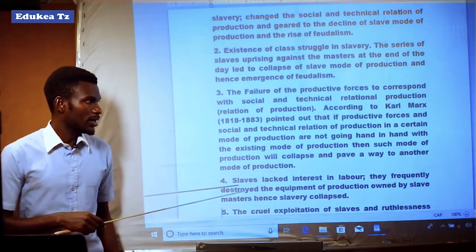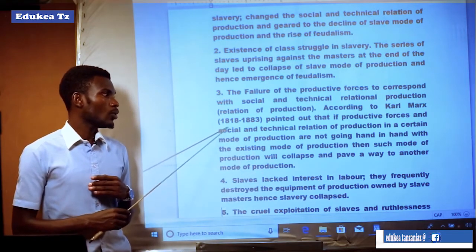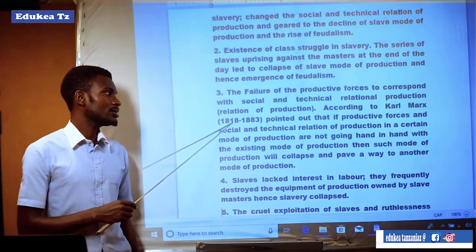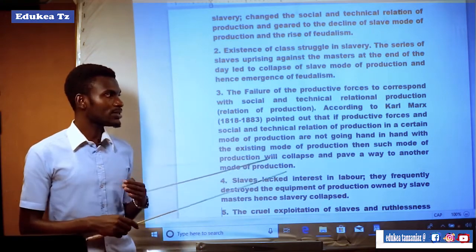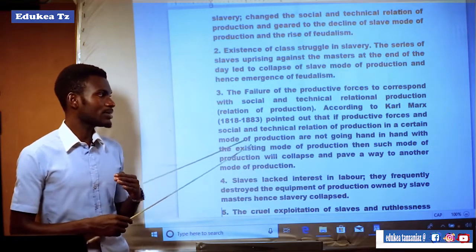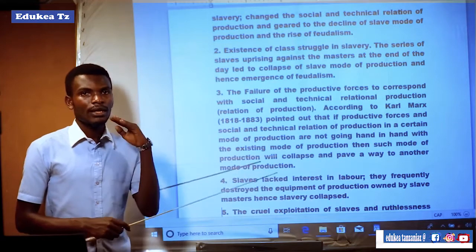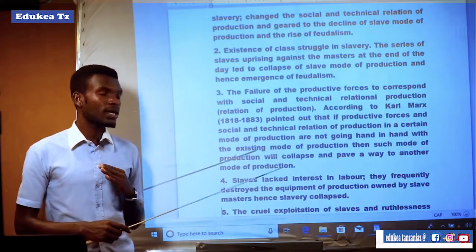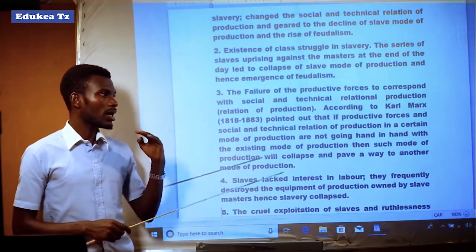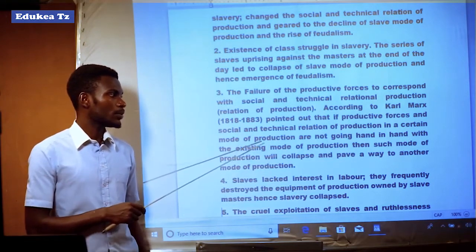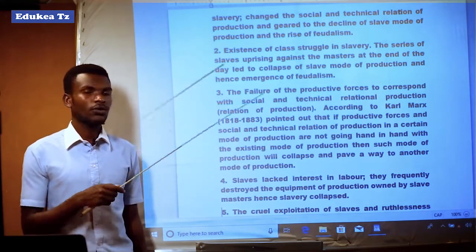For example, according to Karl Marx, who lived between 1818 and 1883, he pointed out that if the productive forces do not correspond with the social and technical relations of production, that mode of production will possibly collapse because of the absence of a relationship between productive forces and the social and technical relations of production.